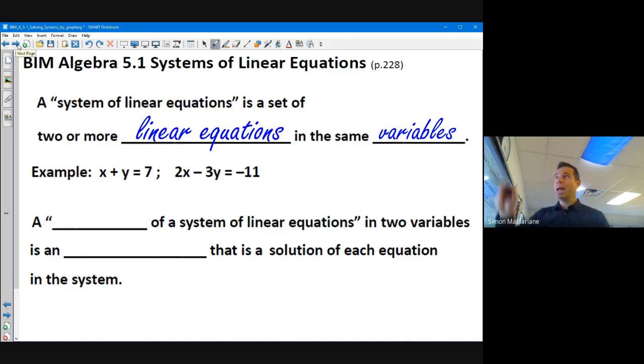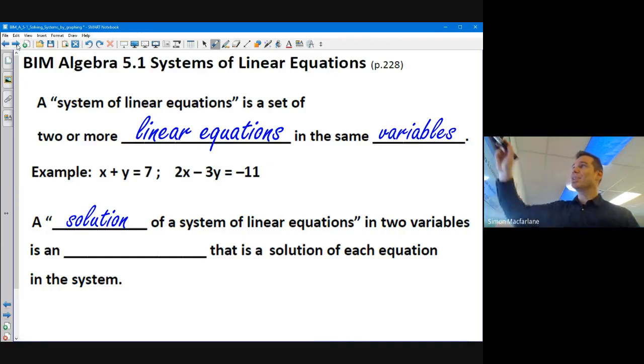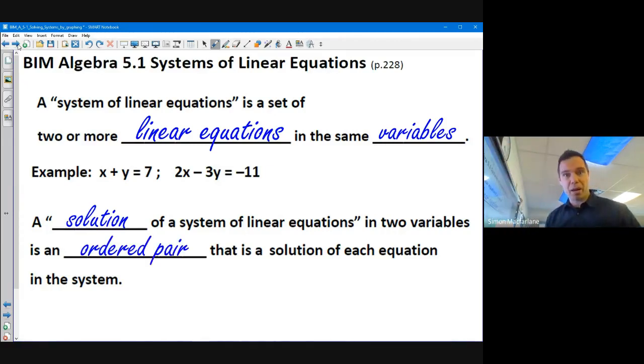All right. A solution of a system of linear equations in two variables is an ordered pair that is a solution to each equation in the system. And this is important. It has to be to each equation. So you can underline that or highlight that in your notes. All right, let's look at an example.